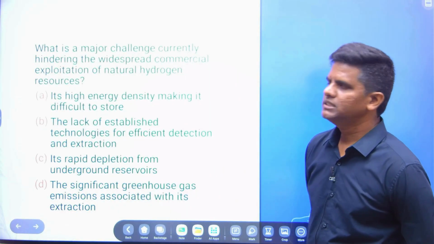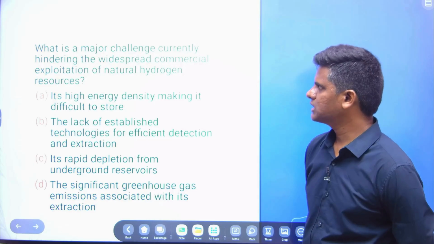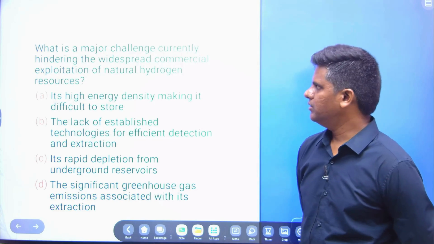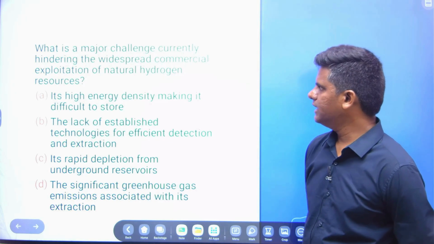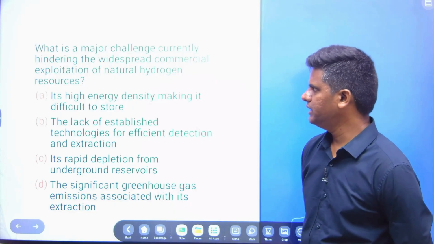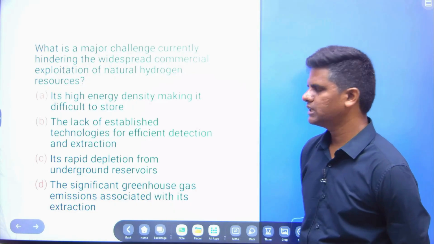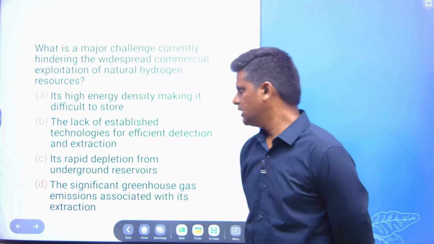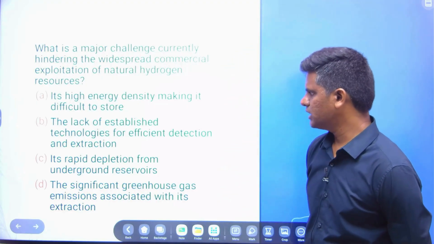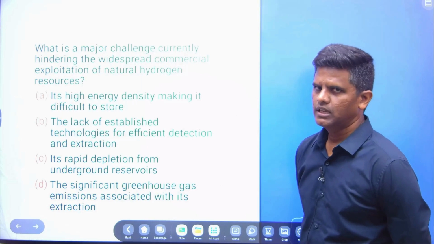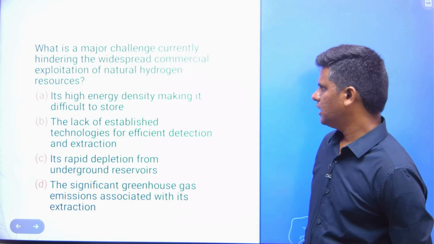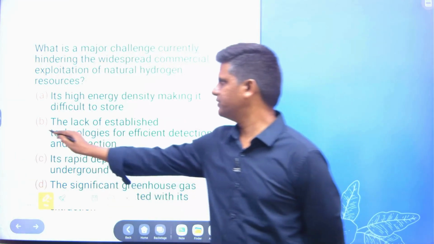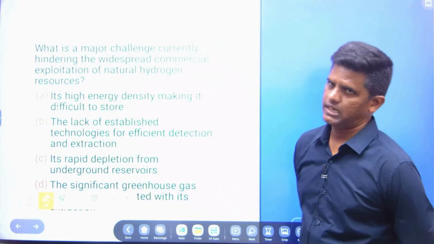What is a major challenge currently hindering widespread commercial exploitation of natural hydrogen resources? What is the challenge? A, its high energy density making it difficult to store, or B, the lack of established technology for efficient detection and extraction, or C, its rapid depletion from underground reservoirs, D, the significant greenhouse gas emission associated with its extraction. So the answer is B, the lack of established technologies for efficient detection and extraction.